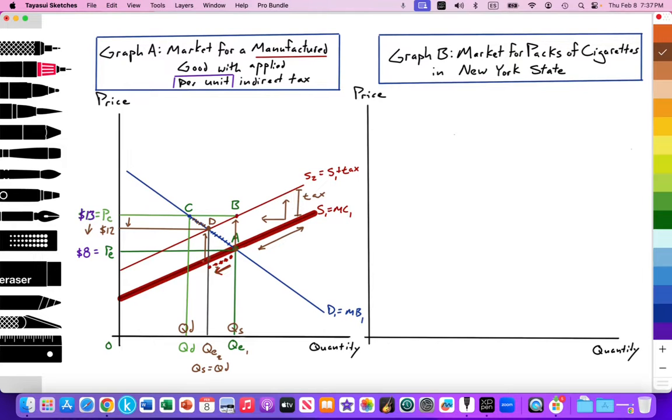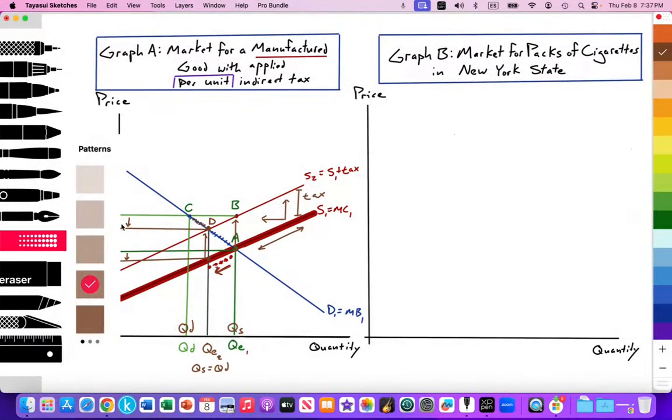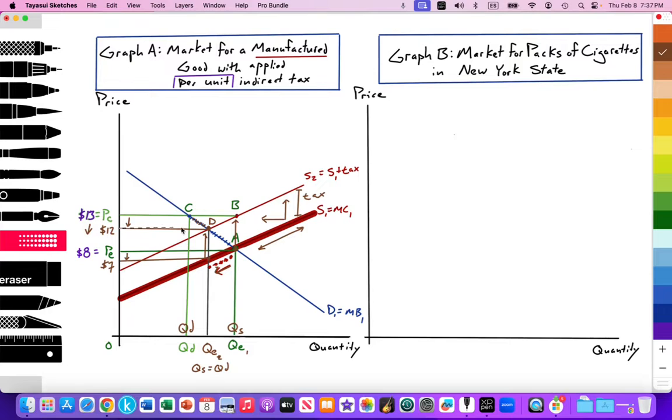Now, what about the price received by the producer? The producer does not get to keep the tax. So 12 minus 5, the producer is left with a price of 7. So the price for the producer has decreased. Okay, so the tax revenue generated at the end of this process is right here in this boxed area that we can see there.